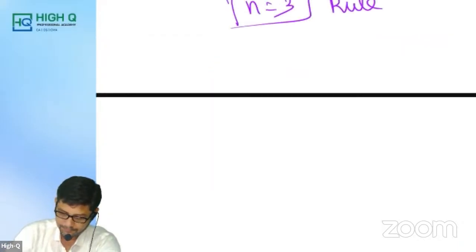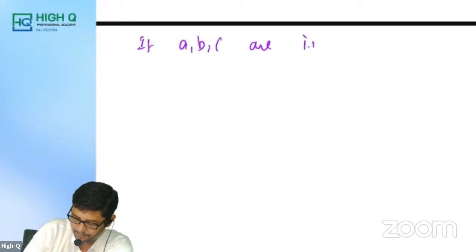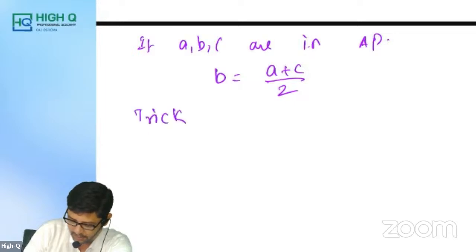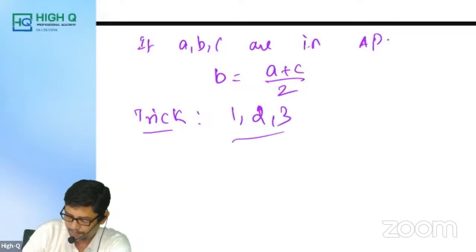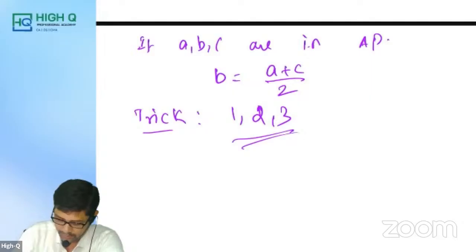Then, if A, B, C are in AP, as per definition, what is B equal to? A plus C by 2. But the trick you're going to follow is to consider 1, 2, 3. So you'll be substituting A equal to 1, B equal to 2, C equal to 3. This is what you're going to consider.